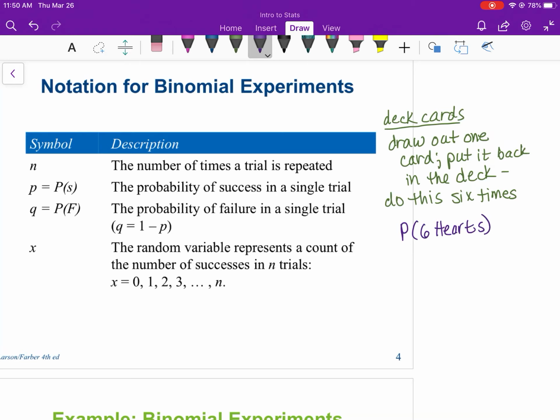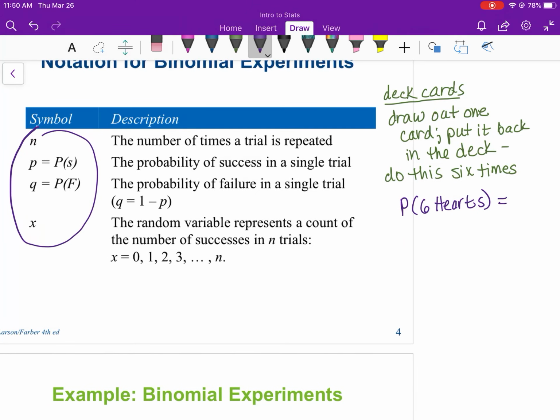So every time I draw a card, I get a heart. I'm going to set up my notation to figure out that probability this way. The n is going to be the number of times the trial is repeated. So the n for our problem is 6. The probability of success in a single trial, that's my p. So that's the probability of getting a heart. There's 13 hearts out of 52 in a deck of cards, so that's 0.25. Q represents failure, so getting anything else out of the deck of cards. So that's going to be its complement, so 0.75.